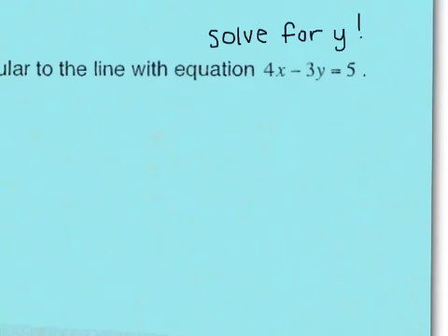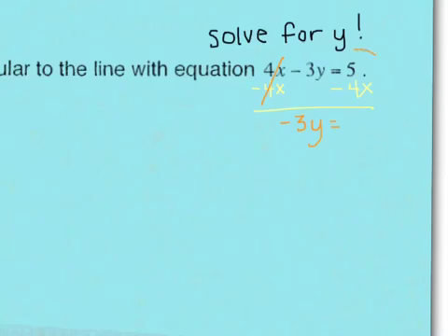The first thing I want to move, if I'm trying to get y by itself, here's my equal sign, so there's like a brick wall here. The first thing I want to get rid of is this whole chunk, that whole 4x. So I'm going to subtract 4x and subtract 4x. That 4x is going to be gone, and now I have negative 3y.